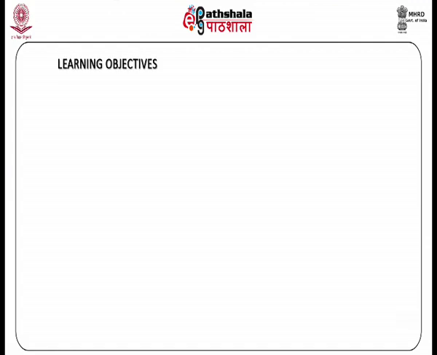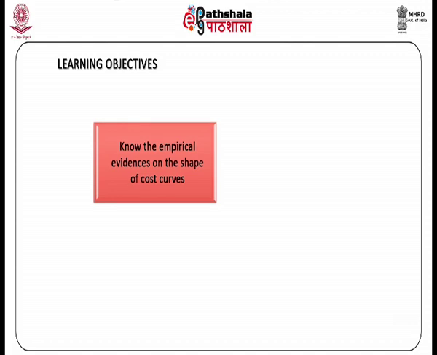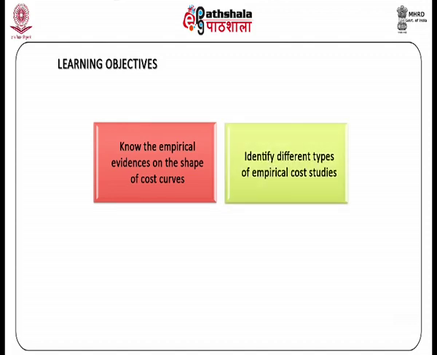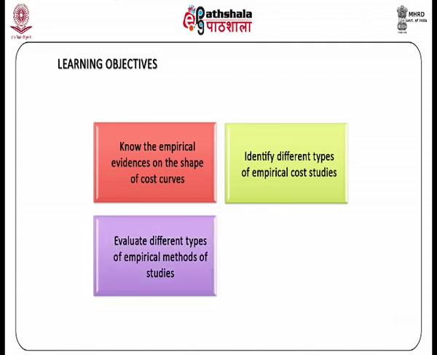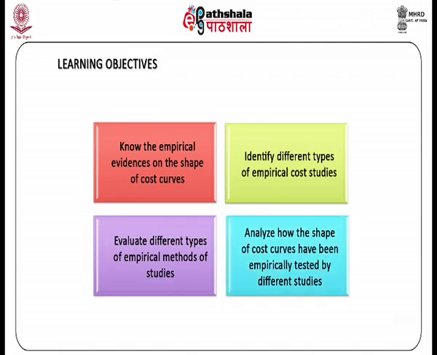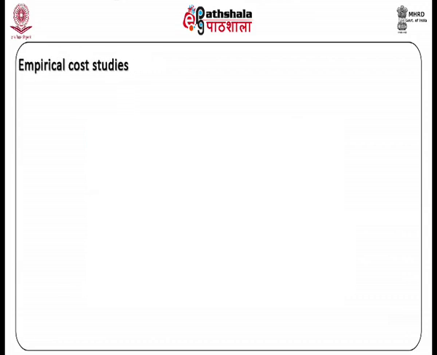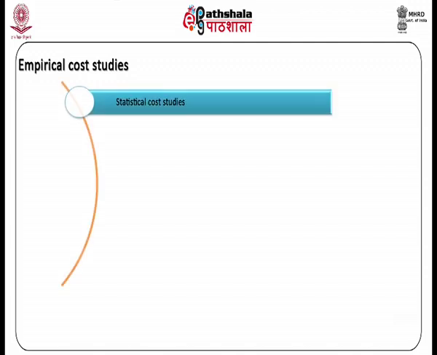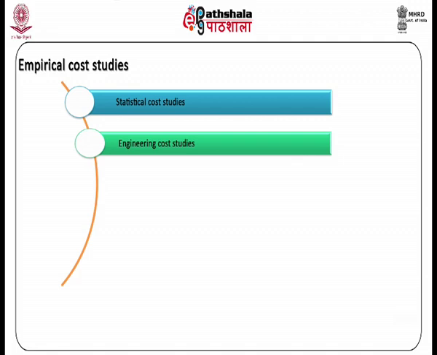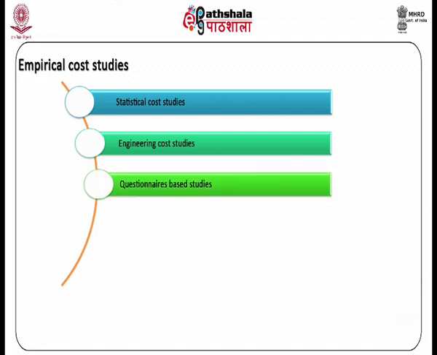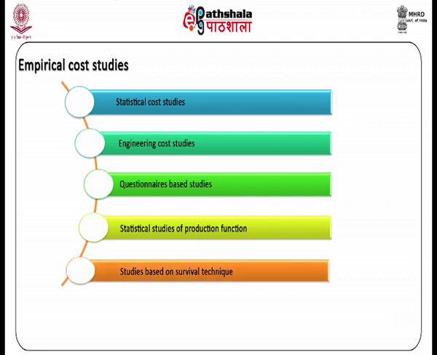After studying this module, you shall be able to know the empirical evidences on the shape of cost curves, identify different types of empirical cost studies, evaluate different types of empirical methods of studies, and analyze how the shape of cost curves have been empirically tested by different studies. A number of empirical cost studies on the shape of cost curves have been done. They are statistical cost studies, engineering cost studies, questionnaire-based studies, statistical studies of production function, and studies based on survival technique.